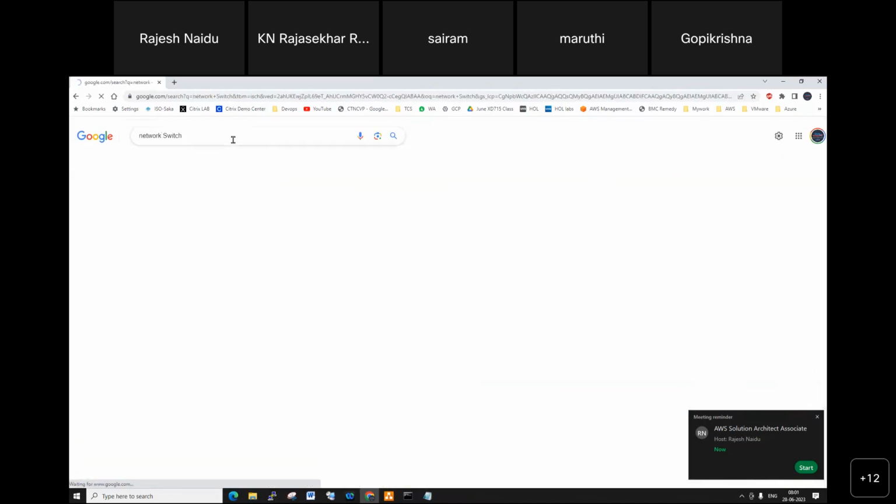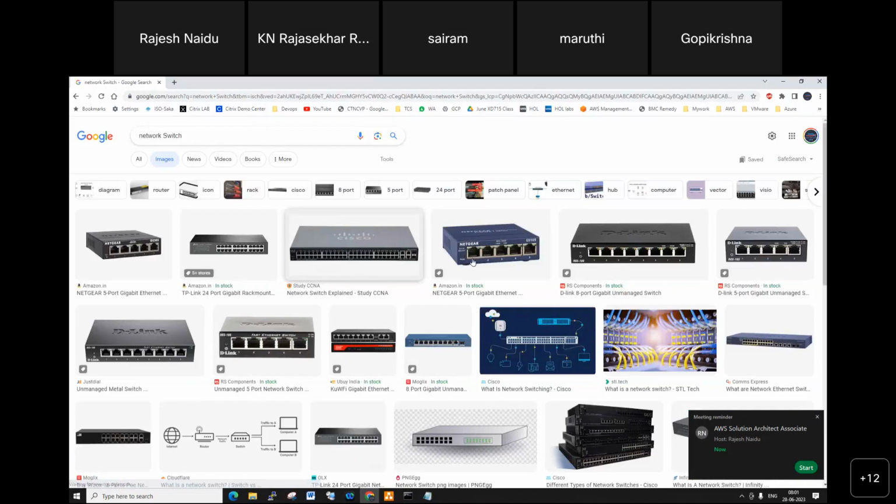This is a network switch, like a Netgear, Cisco, or D-Link. Different brands are available. Cisco is a very top brand in the market. Okay, so these types of switches will be available.